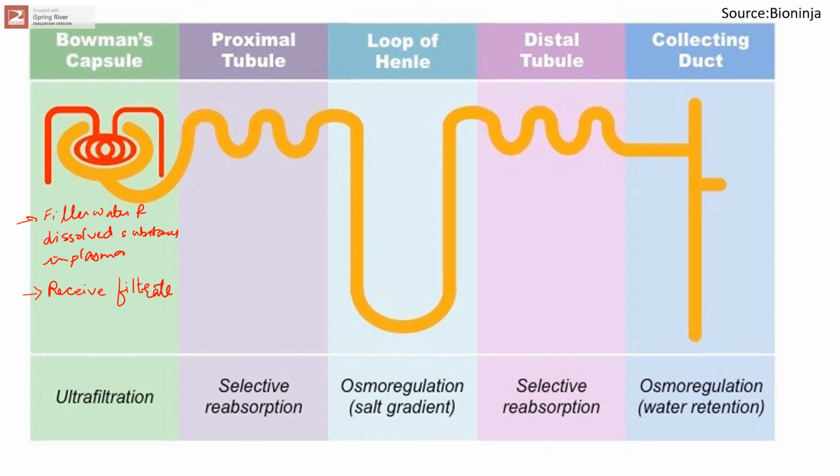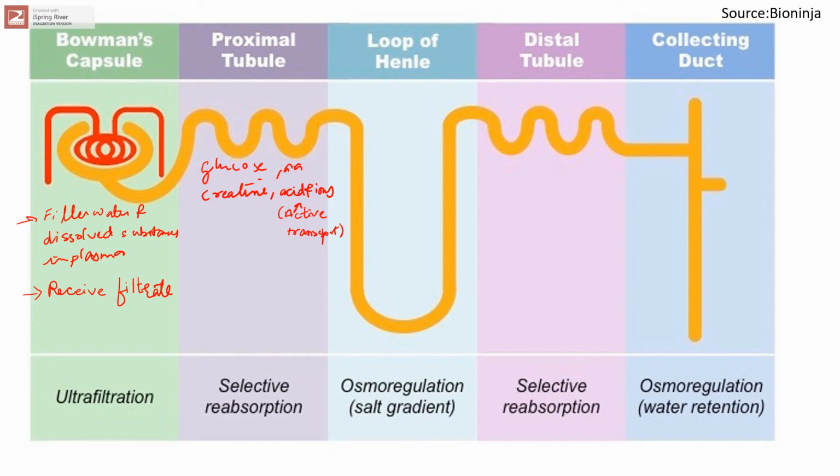The second section is the proximal convoluted tubule. Its main job is to perform selective reabsorption of substances. It reabsorbs things like glucose and amino acids, and then you have creatine, in general acids and ions. Acids and ions are reabsorbed by a process known as active transport.